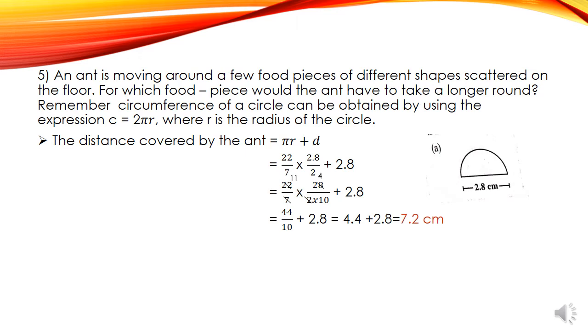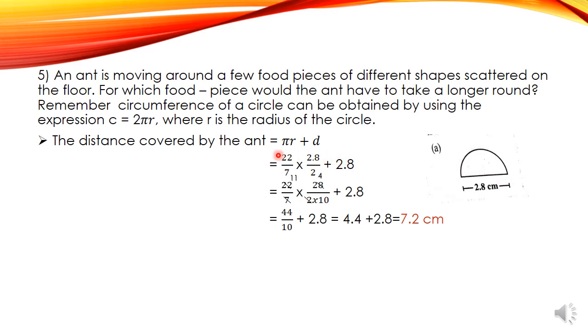Figure number A. Here the distance covered by the ant, or the distance moved by the ant around the shape, is equal to this arc or semicircle, and this distance, that is the diameter. So full circle, you know, circumference is 2 pi r. This is half only, so 2 pi r by 2, that is pi r. So this distance is pi r and this length is the diameter of the circle. Diameter is given as 2.8 centimeter. So let us use the formula.